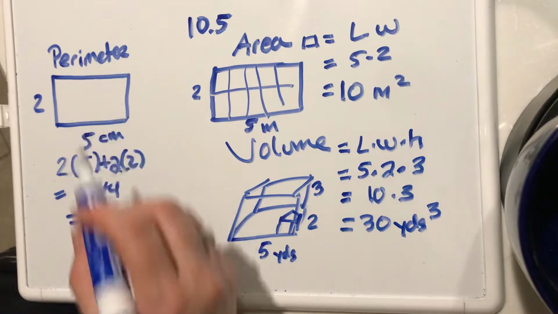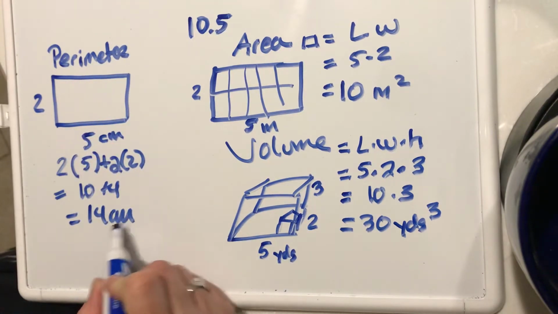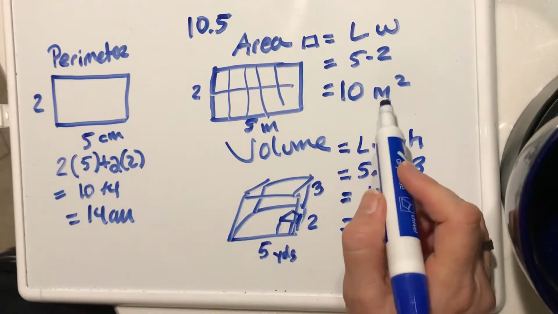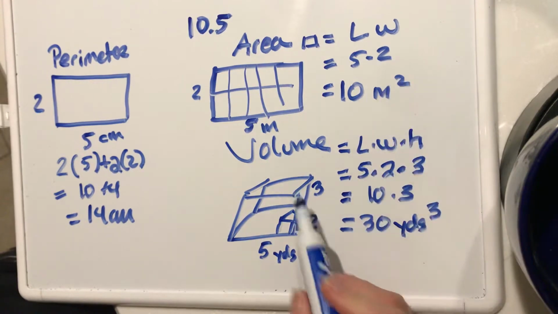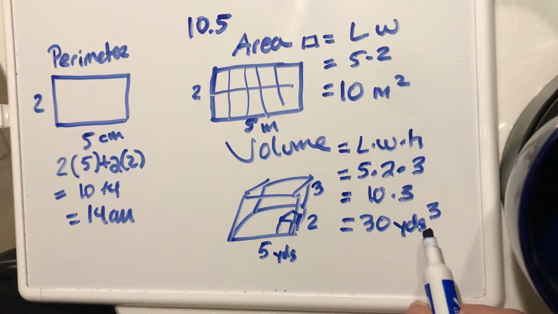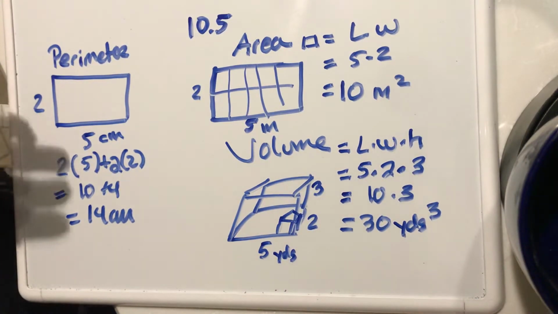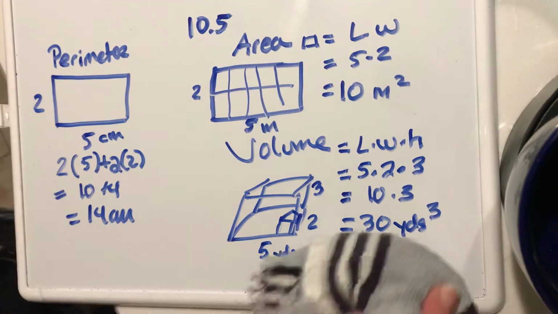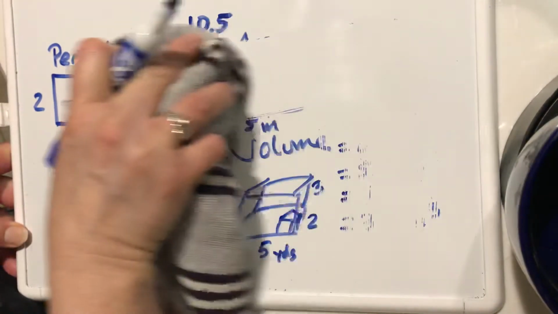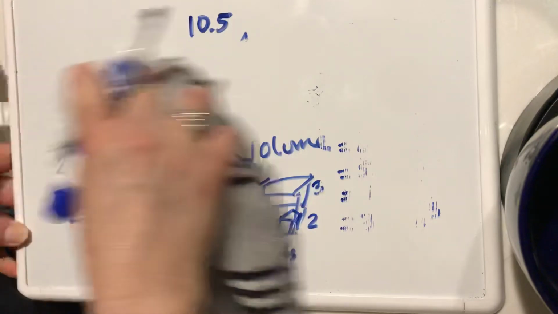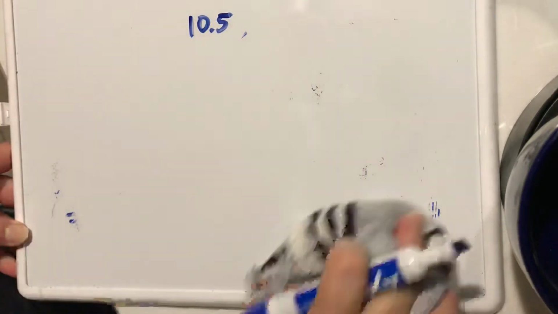So with perimeter, we just had centimeters. Area, we had meters squared. And volume, we had yards cubed. Okay, so we're going to do different shapes. I'm going to erase this now and move on to more shapes that we're going to take volumes for.